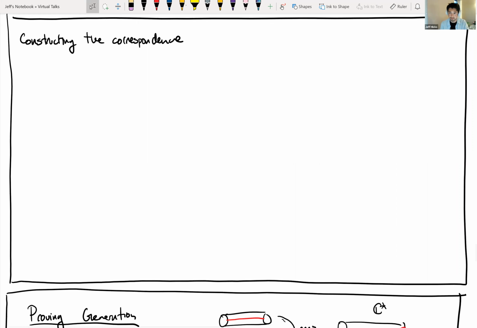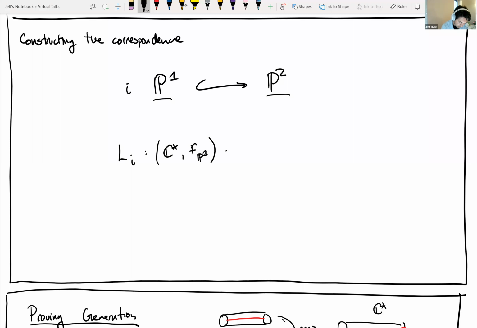So what's the main idea that we have? The main idea is that on the B side, there's an inclusion of, say, a toric divisor inside of P2, including into P1. What Hannah and I do is we construct a Lagrangian correspondence from the mirror to P1 to the mirror to P2, which is mirror to this inclusion.